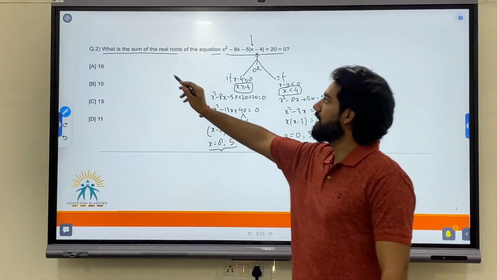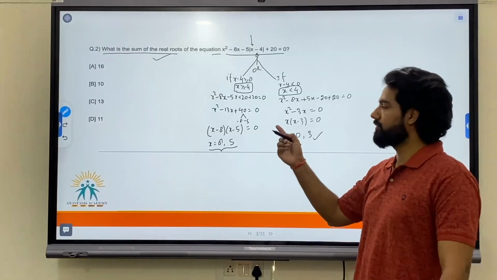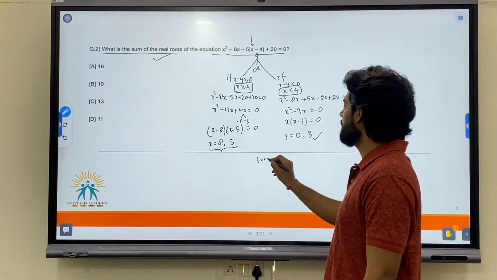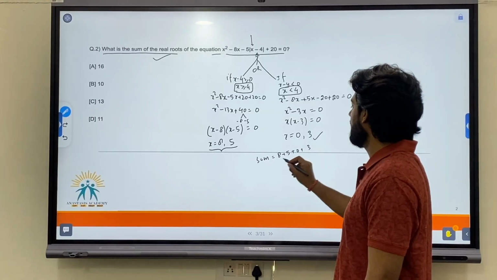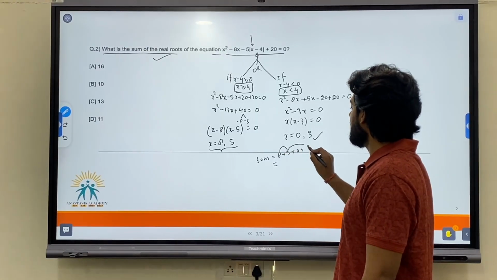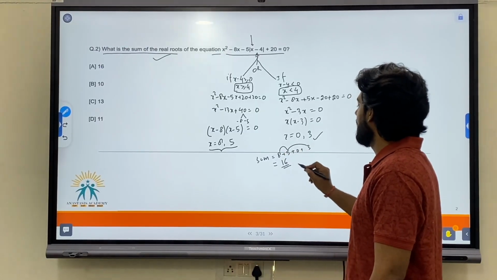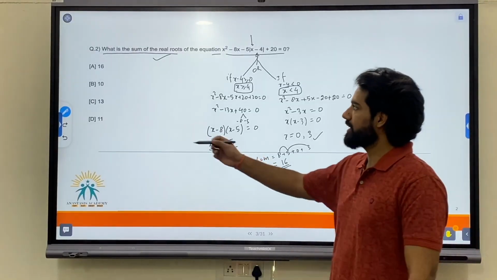I need to find the sum of the real roots of this equation. So the sum of roots will be 8 plus 5 plus 0 plus 3. 8 and 5 is 13, and 3 is 16. So the correct answer to this question is option A.